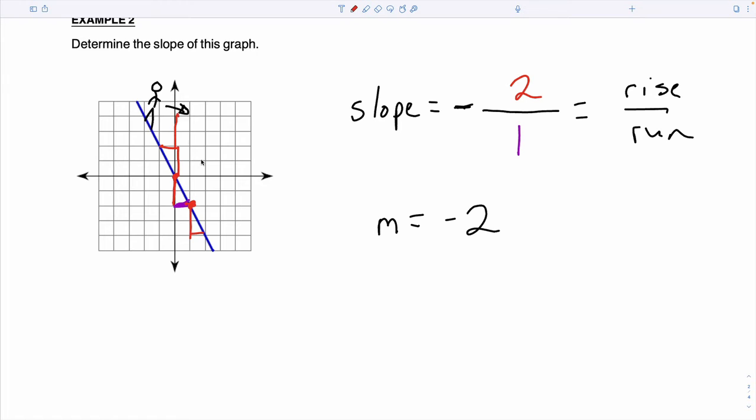This is still the same slope. Up to over 1. Oh, that's ugly. Up to over 1. Yeah, so you can flip it as long as you're following that same pattern. Up to over 1 or down to over 1.